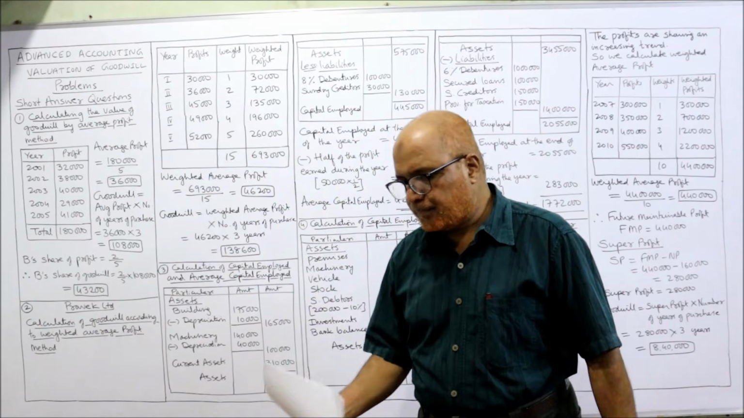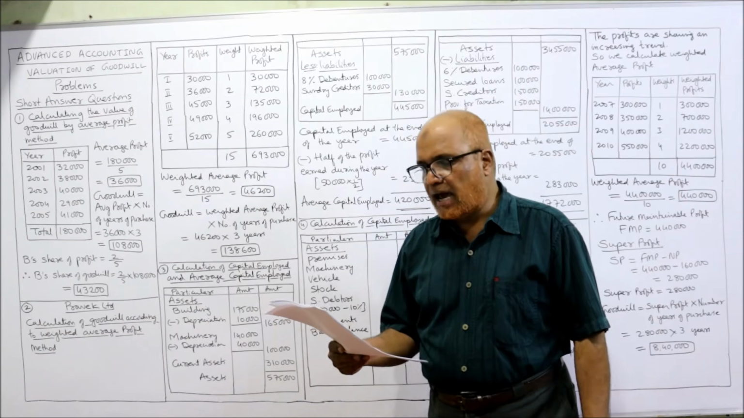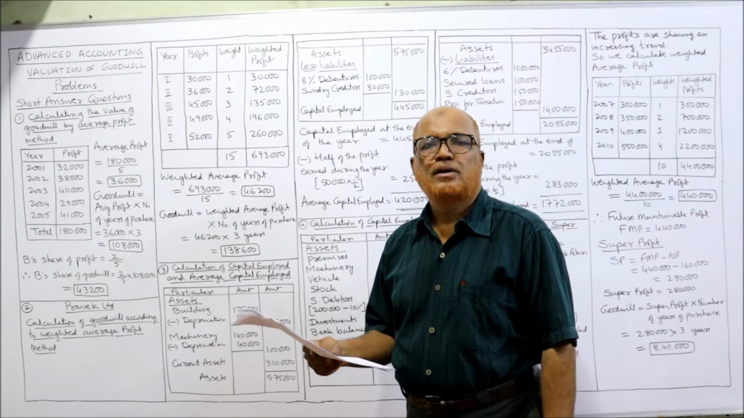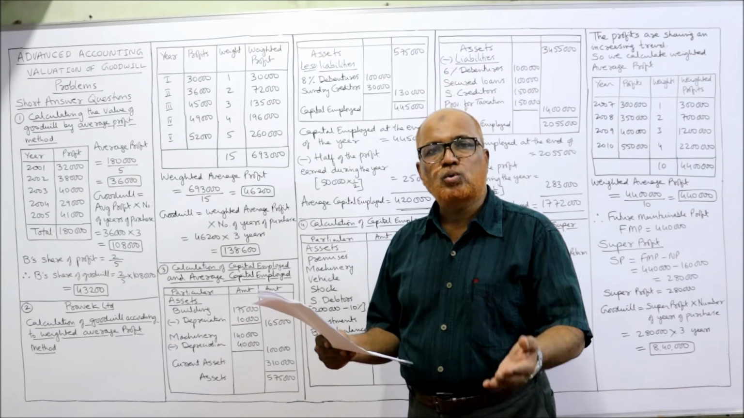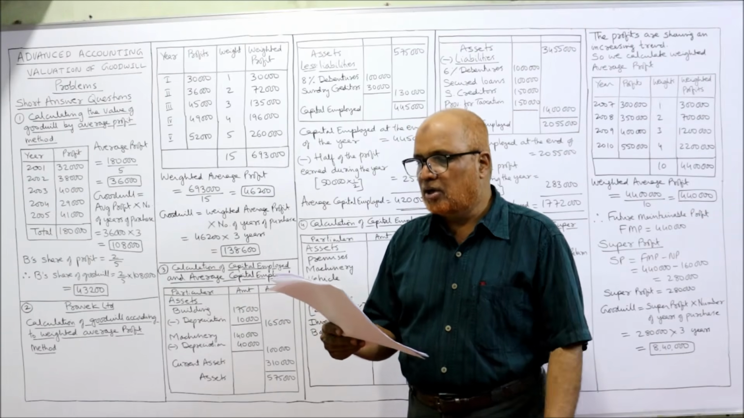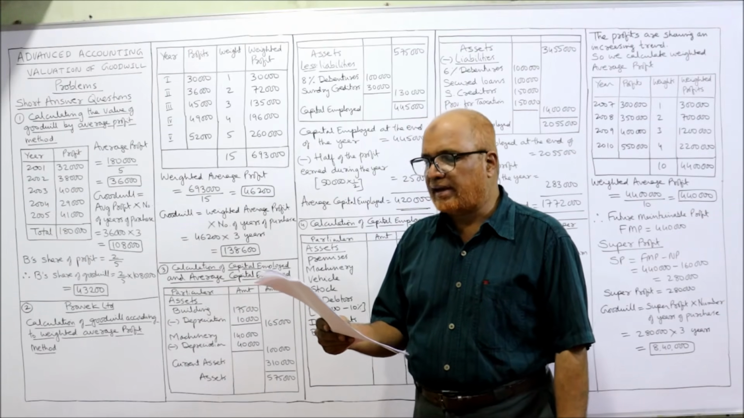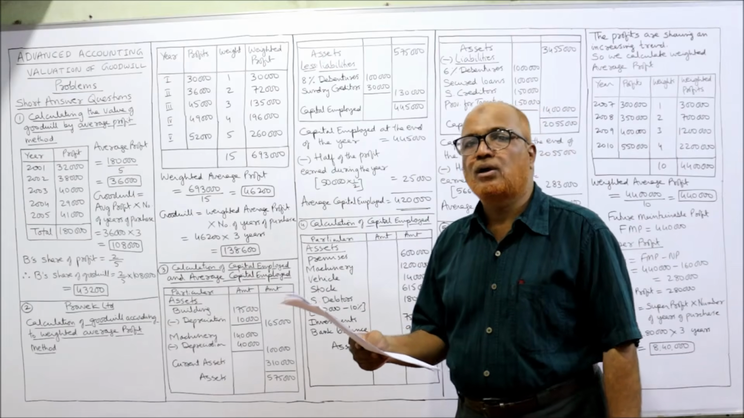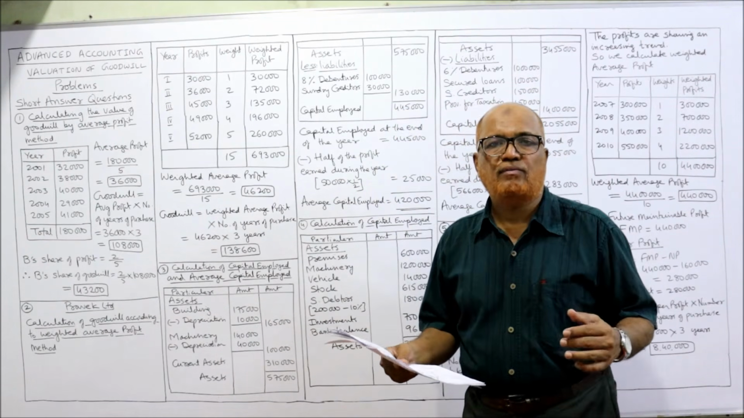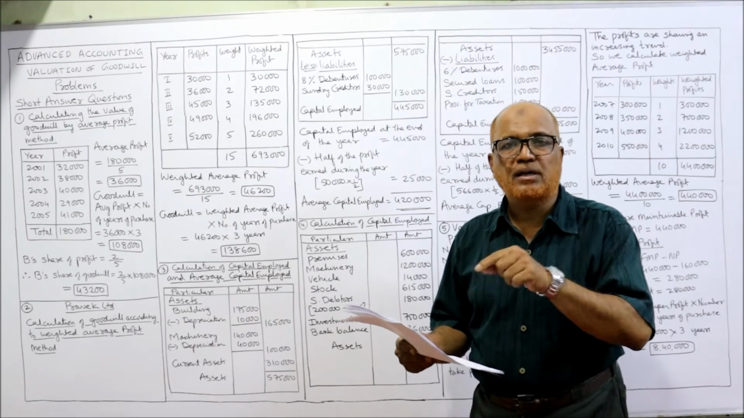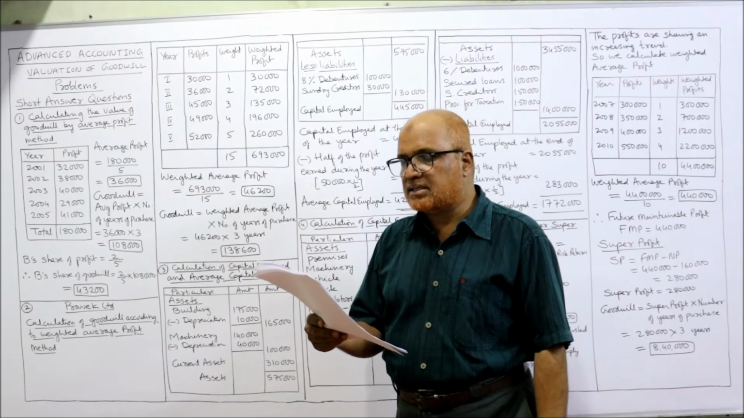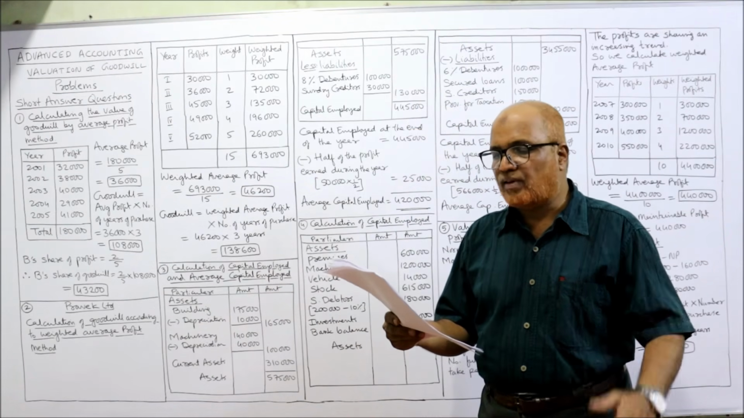Now, second problem. Pravek Limited agrees to purchase the business carried on by Rohan Limited. Goodwill for this purpose is agreed to be valued at 3 years purchase of the weighted average profit. In the previous problem, we took the simple average. But here it specifically asks you to calculate the weighted average profit for the previous 5 years.